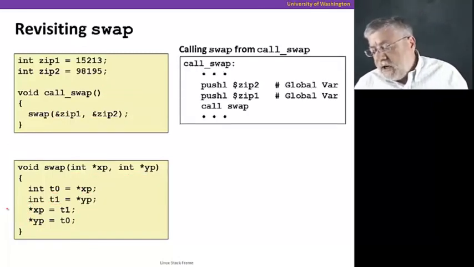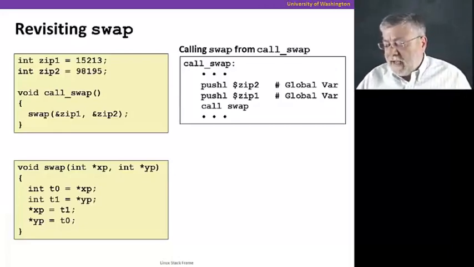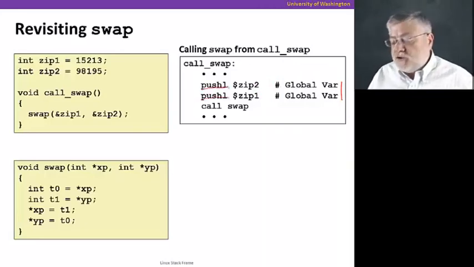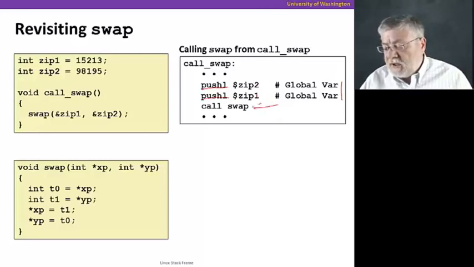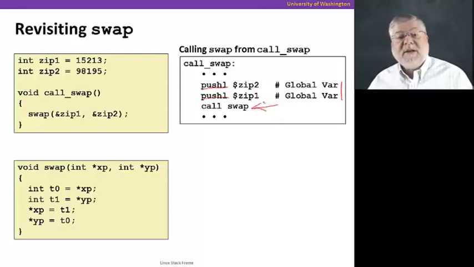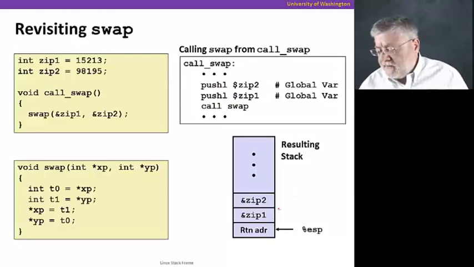Call swap is pretty easy to see in assembly code. What it's going to be doing, at least the parts we care about, is something pretty straightforward. They're going to be putting the two arguments onto the stack using push instructions. These will push the two addresses of the two variables onto the stack. And then it's going to execute the call to swap to get the callee procedure started. Before we get to that, let's take a look at the stack.